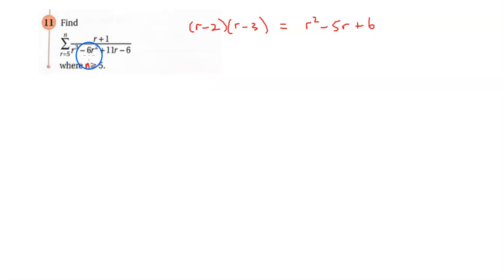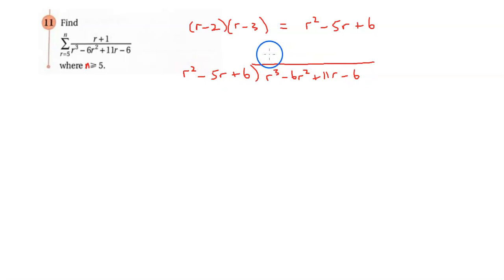So r squared minus 5r plus 6. Okay, and then we want to put that into the polynomial on the bottom there. So r squared minus 5r plus 6 into r cubed minus 6r squared plus 11r minus 6. So we do our multiplication, r cubed minus 5r squared, and then plus 6r. Okay, we do our subtraction, we get negative r squared.